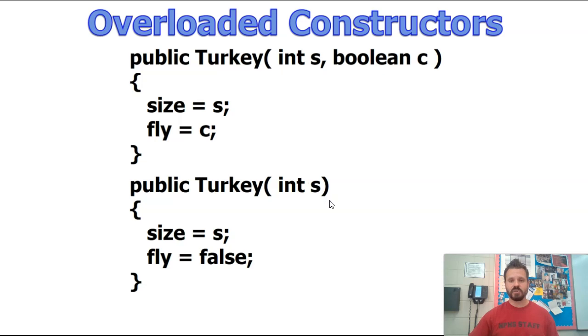And in my second constructor, I don't have a parameter for the Boolean value. So if I create this object with just an int, the s, it's going to set the size to S, but then by default, set the fly value to false. Okay, maybe there's a lot of turkeys we know that aren't going to fly. Rather than passing a false in, we can just pass the int in, and then by default, the false gets set to false.